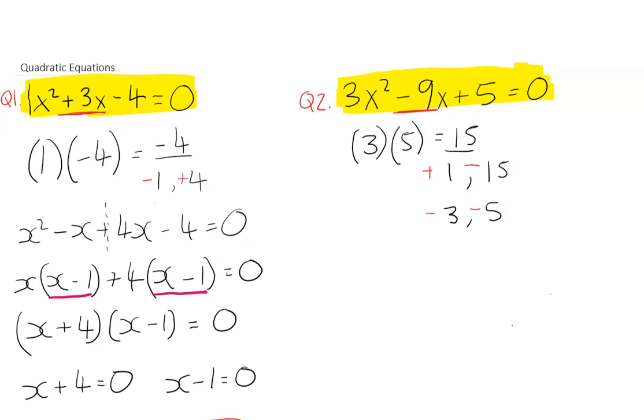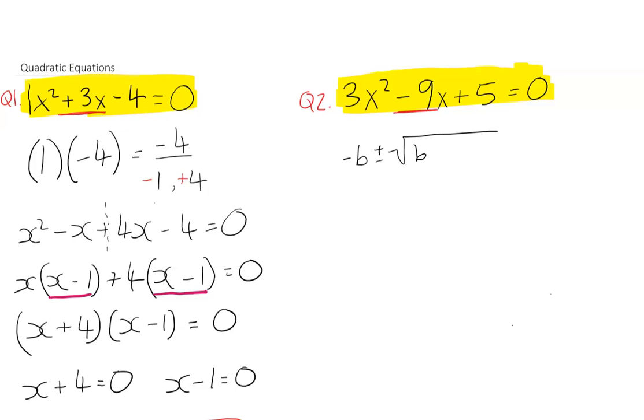No matter what combination you try here, you will not be able to get to minus 9. So it's actually impossible to use your guide number method to solve this equation. That's when you use your minus b formula. So your minus b formula, and you can get it in your log tables, tells us minus b plus or minus the square root of b squared minus 4ac all over 2a.